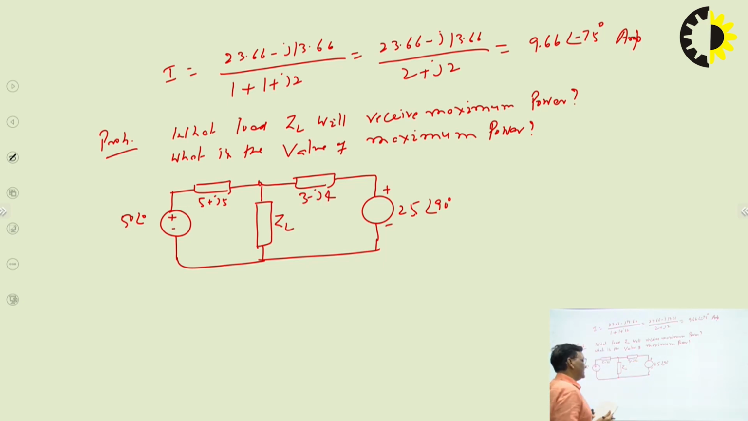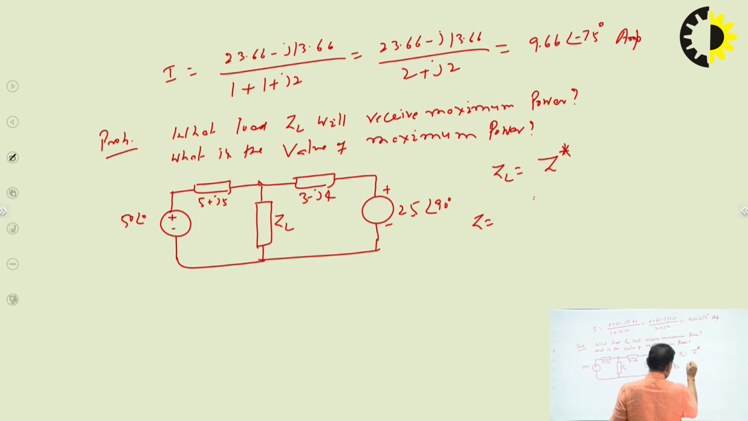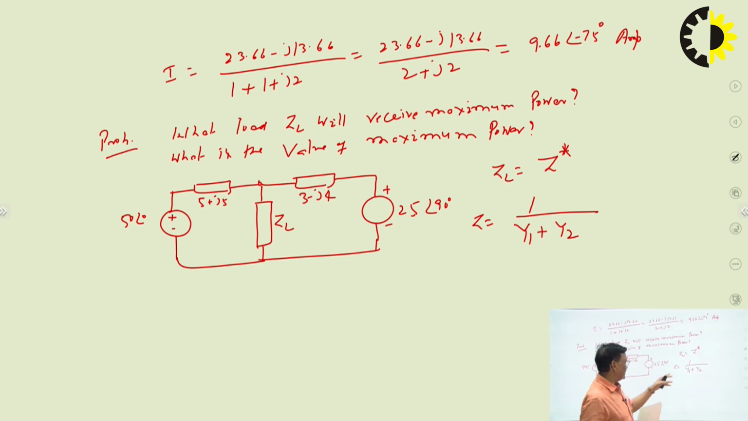So, what is ZL? ZL is the complex conjugate of Z. So what you have to do is find Z, and Z is nothing but 1 upon y1 plus y2. So, first find Z from this circuit.